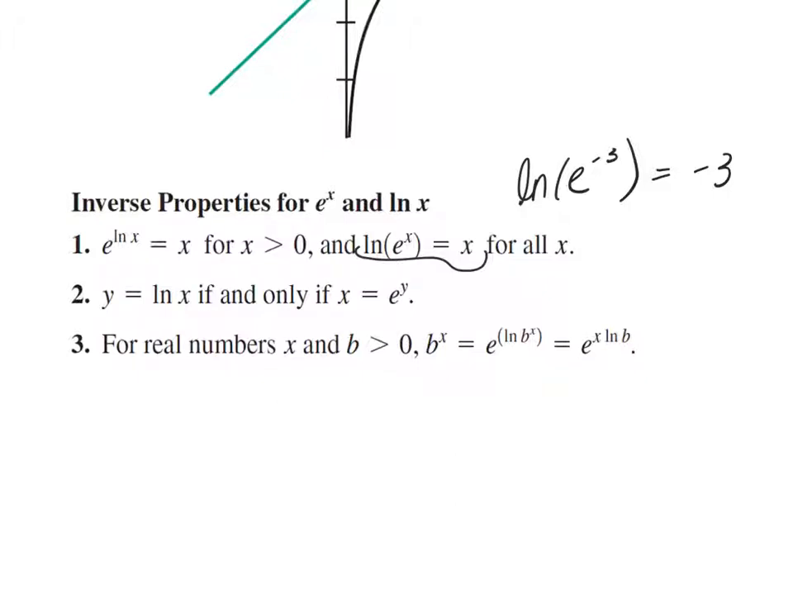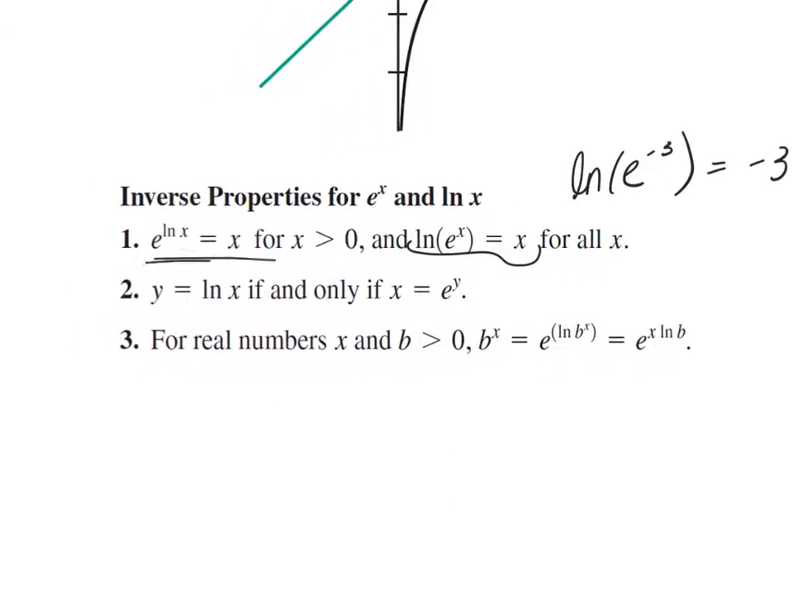I do, however, have a restriction on this one because I can't take the natural log to begin with here, the natural log right here, of a negative number to begin with. I just can't. So it is restricted because I can't take the natural log of a negative number. Now e raised to a negative 3 is not a negative number, it's just a decimal number. It's less than 1. Okay?